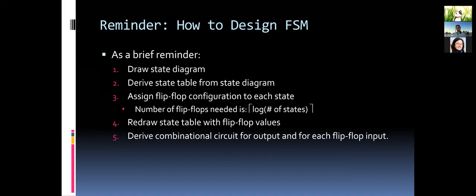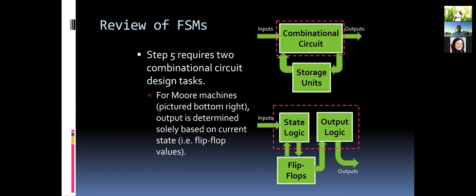Just a reminder, how do we handle problems like that? You draw a state diagram. You derive a state table from the state diagram, and we're going to practice this now in the time left. Then we assign flip-flop configurations to each state. And remember, the minimum number of flip-flops needed is the ceiling of log base 2 of the number of states. Then you redraw the state table with flip-flop values and derive a combinatorial circuit for the output and for each flip-flop input. So these are the 5 major steps we need to do. It's a tedious process, but that's the way to generate the actual circuit.